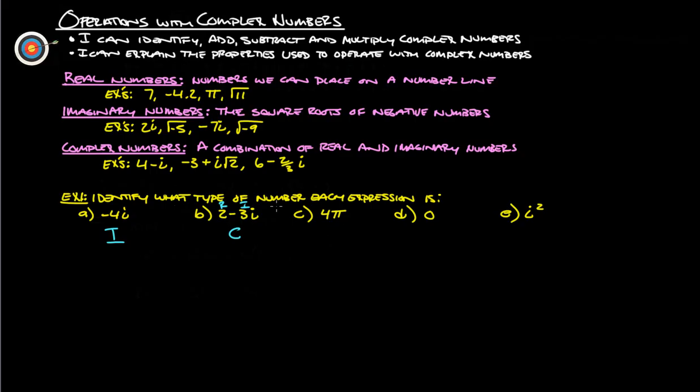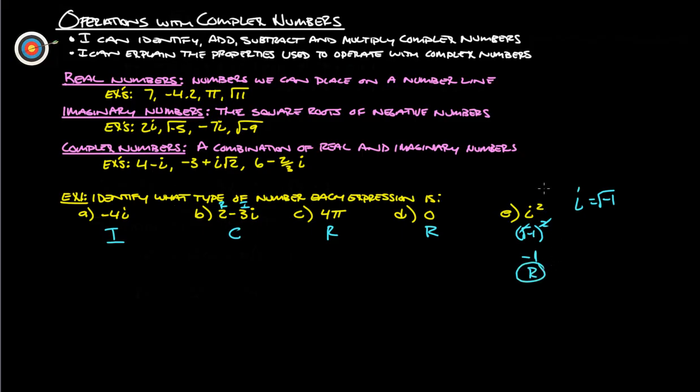Okay, 4 pi is just simply a real number. 0 is also a real number. We've known about all these things before. And then i squared. This is where I'm going to try to trick you, because i, if you'll remember, equals the square root of negative 1. So we can put square root of negative 1 in here and square it. The square root and the square are going to simply cancel each other out, and we get negative 1, which is indeed a real number.